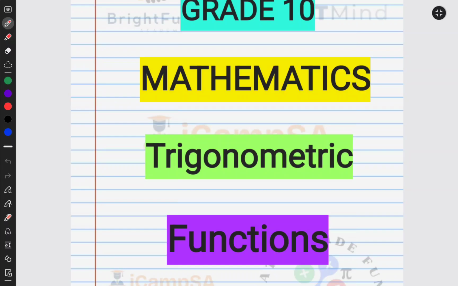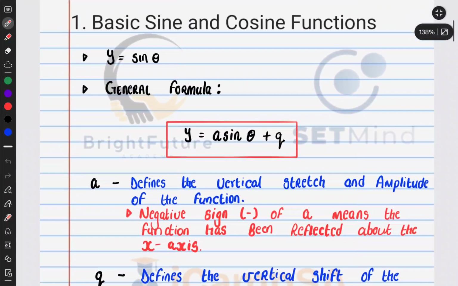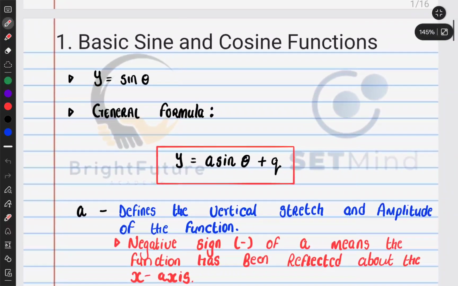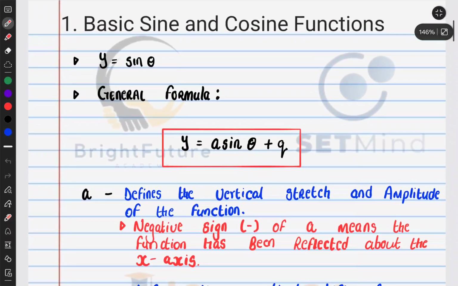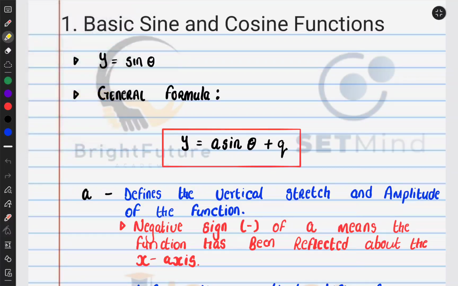Those three trigonometric ratios that we have introduced, your sine, cosine, and tangent, they have their own functions, which means they can be represented graphically, and that is what we're going to be doing. So let's get into it. All right, so first thing first, we have the basic sine and cosine functions, and then the basic sine and cosine function, we have this one here that you see there.